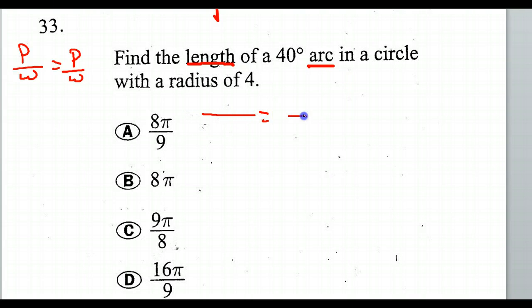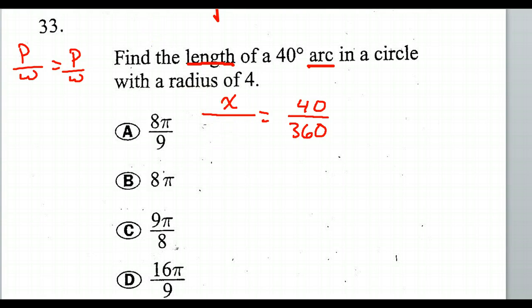Like we've done many times before, we're going to do part over whole degrees over here. So 40 degrees, obviously that is the partial degrees, and the total degrees are 360. Now we're supposed to find the length of the arc. So the arc length is the partial length, because the total length is the circumference, and that's what should go here.